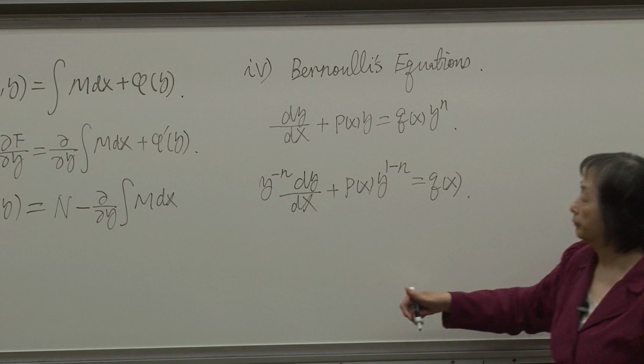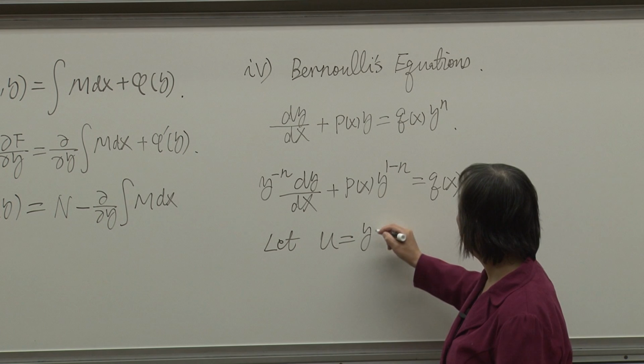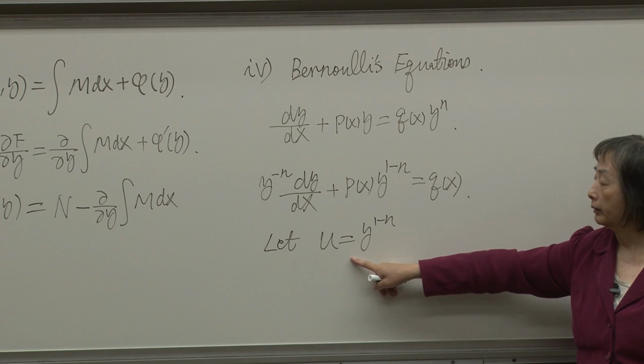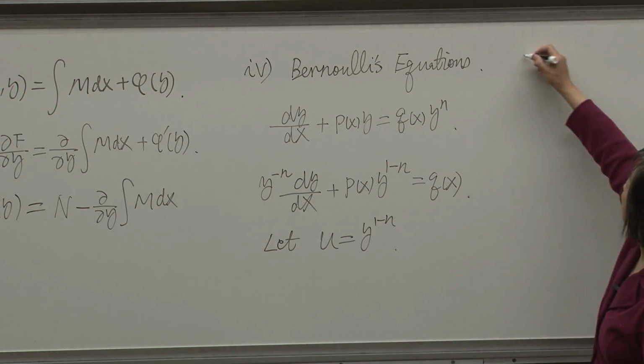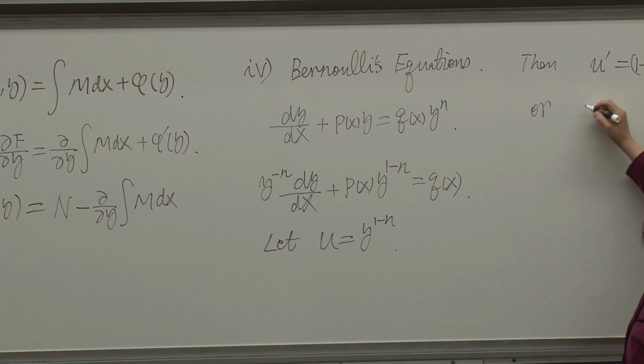From this expression, we write u be y to 1 minus n. U will be the new dependent variable or unknown function. Then we see that the derivative of u with respect to x is 1 minus n times y to negative n times y prime. That means y to negative n times y prime is 1 over 1 minus n times u prime.